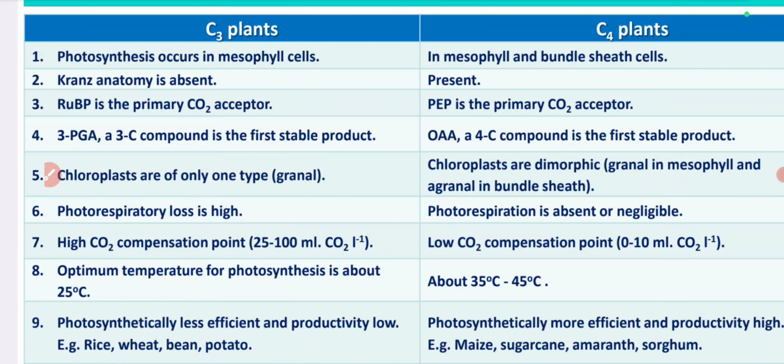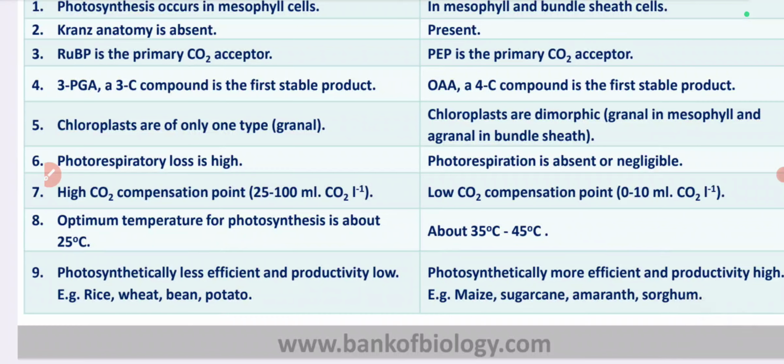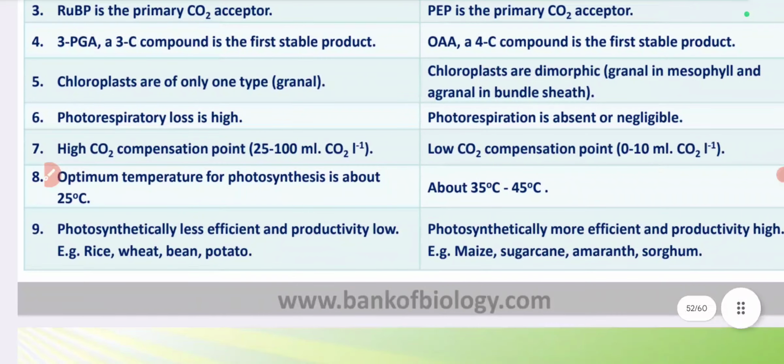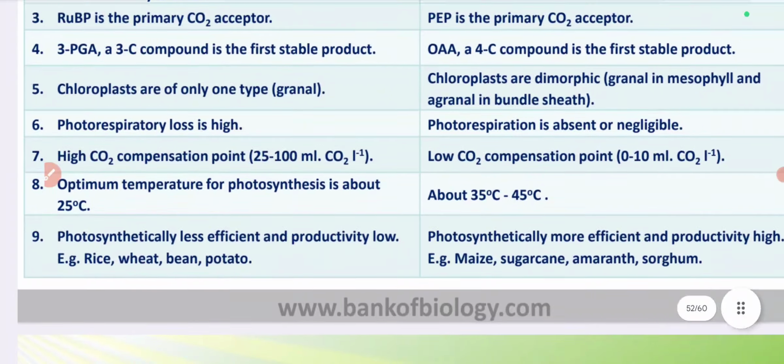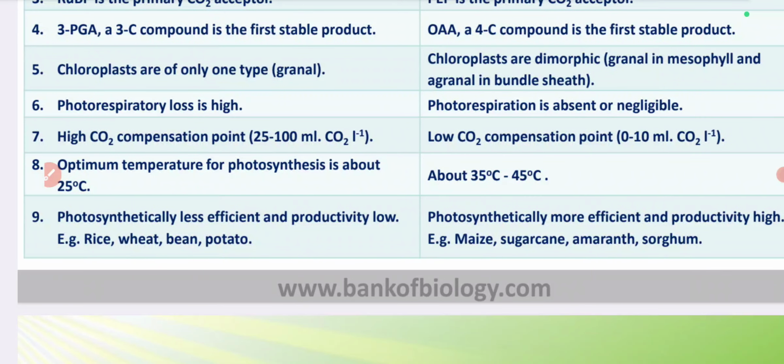3-PGA, a 3-carbon compound, is the first stable product in C3, and here oxaloacetic acid, a 4-carbon compound, is the first stable product. Chloroplasts are of only one type, granal, but here chloroplasts are dimorphic: granal in mesophyll and agranal in bundle sheath cells. Photorespiratory loss is high in C3 plants, while in C4 plants photorespiration is absent or negligible. C3 plants have a high CO2 compensation point, 25 to 100 ml of CO2 per liter, while C4 plants have a low CO2 compensation point, 0 to 10 ml of CO2 per liter.